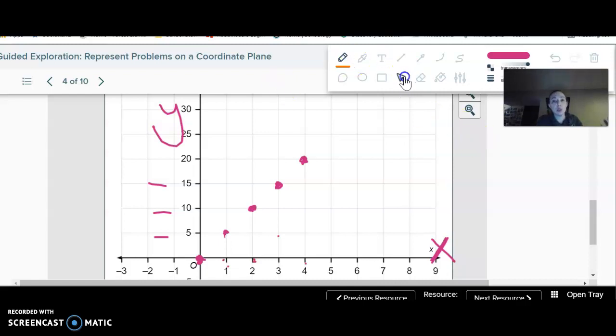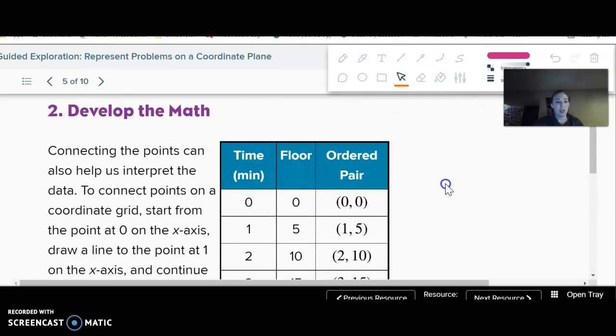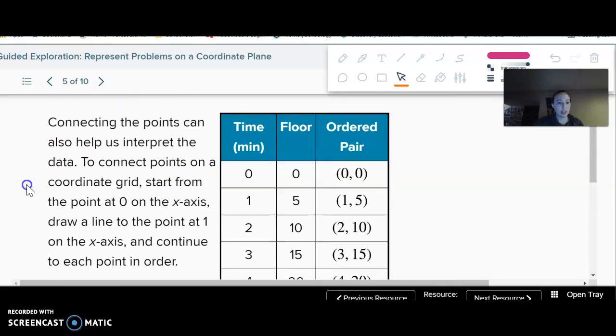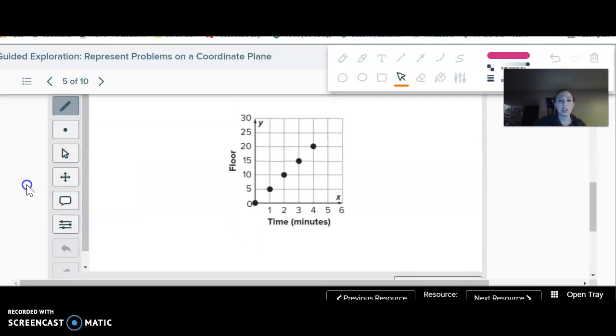And then we can even answer questions about our graph and use it to help us predict patterns. Like we said, she was on the 30th floor, so I can extend it to see when it would get to her. Can help us interpret the data. So then we'd connect them. If you didn't already do that, you can connect them. And then we can even extend it, continuing in the same pattern. Not all line graphs will be a straight line, but this year they will be. They'll be all linear, which means they'll be a straight line.